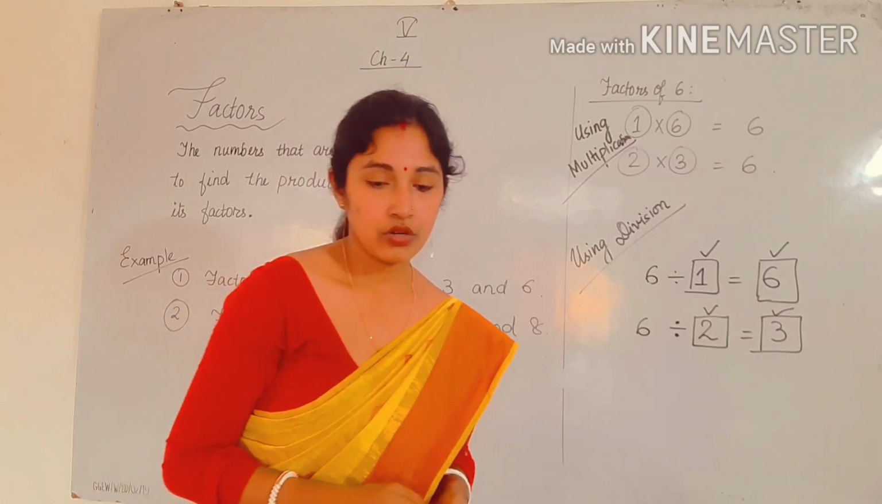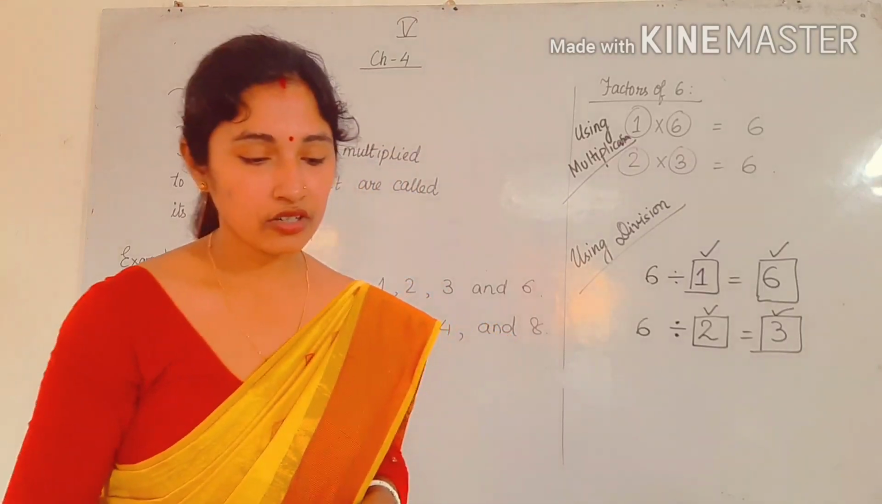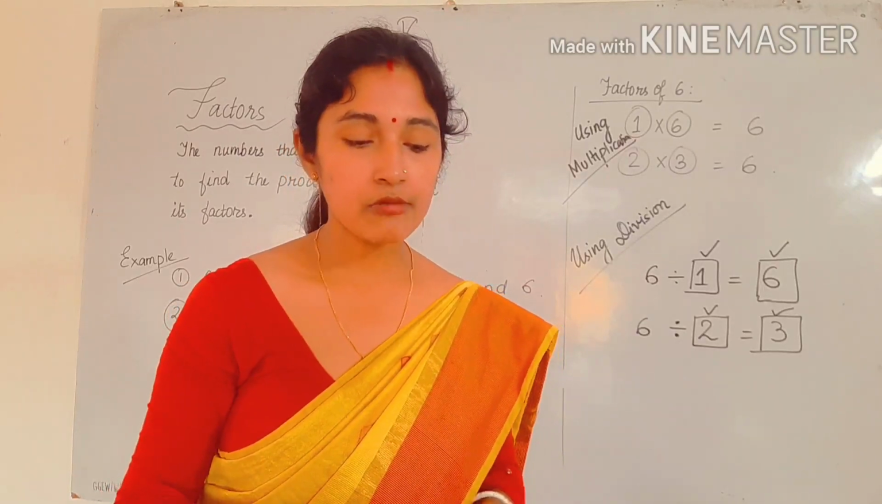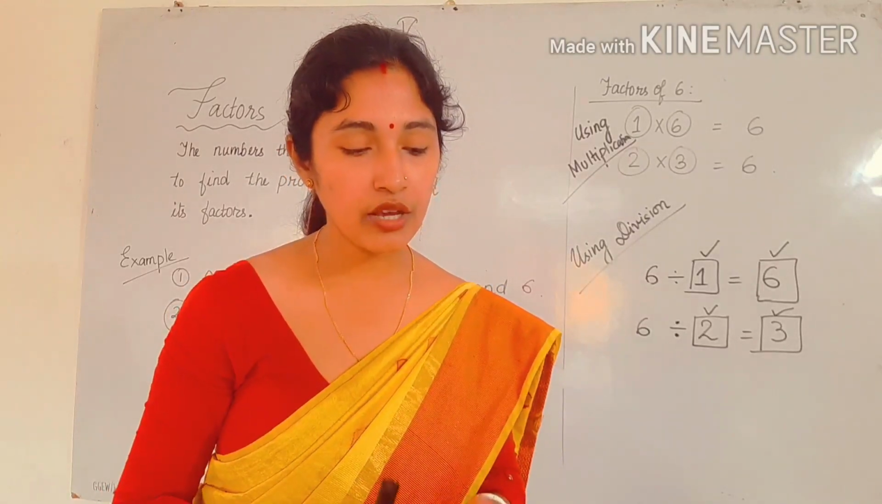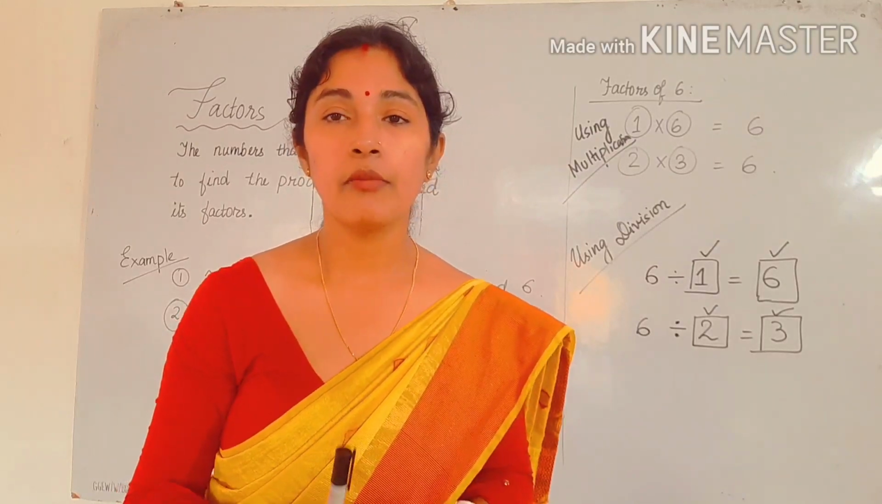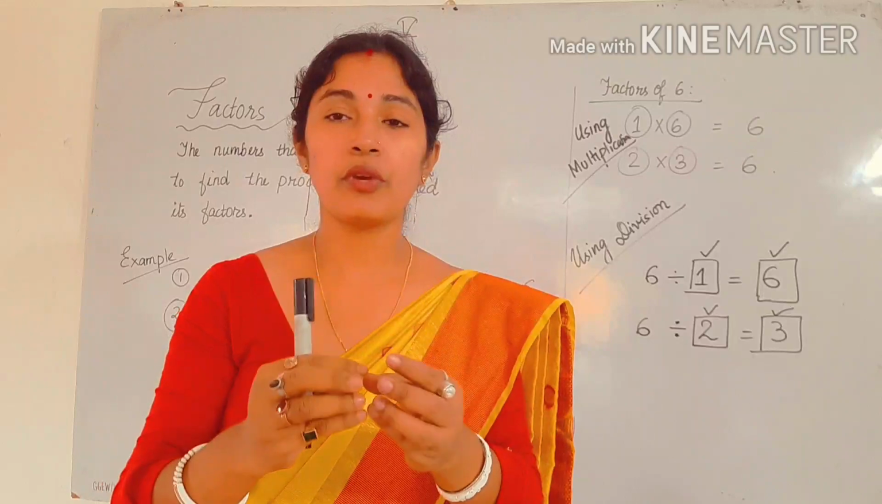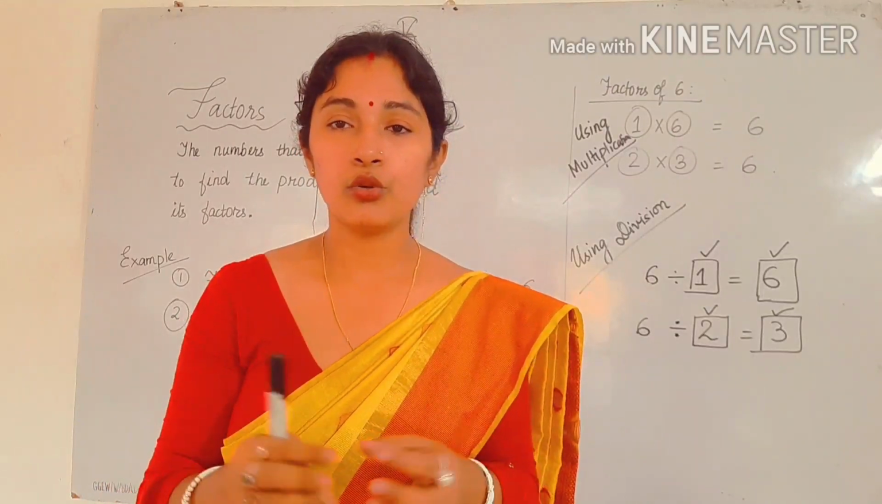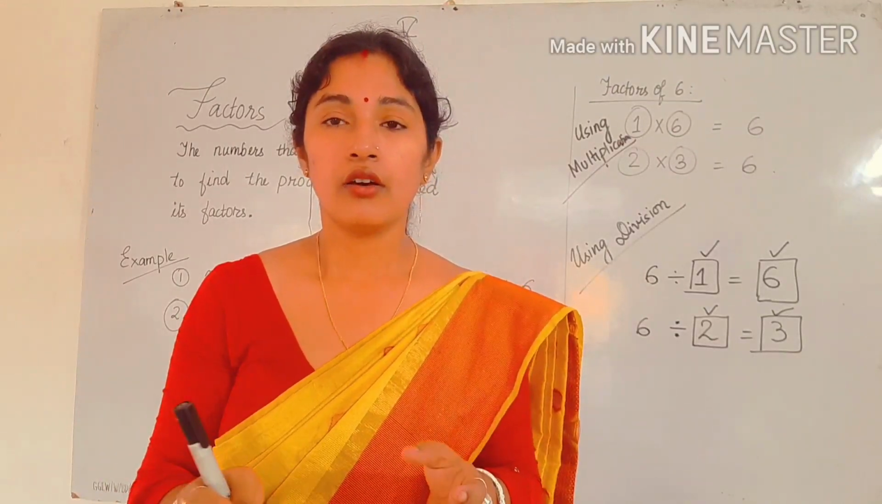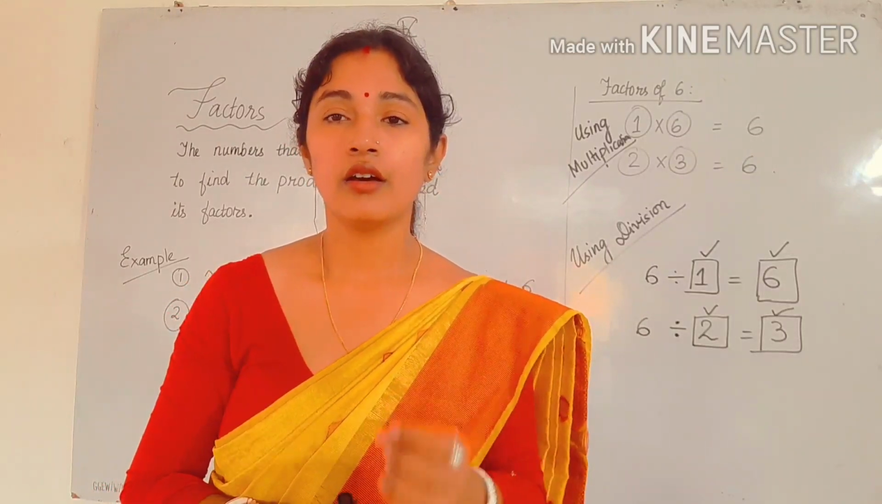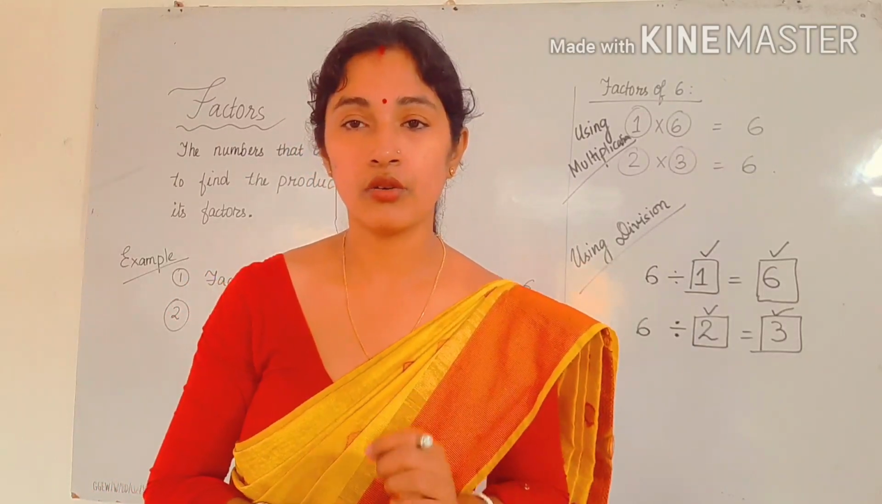Next, let us come to the next topic, that is the factor tree. What is a factor tree? A factor tree helps us to find different ways of making a number by multiplying. So we have to break the number into two parts. Like that we will do for a number. Let us write the factor tree of 36.